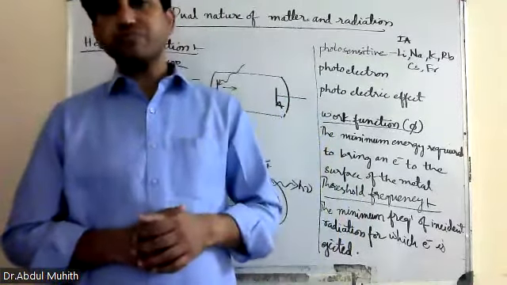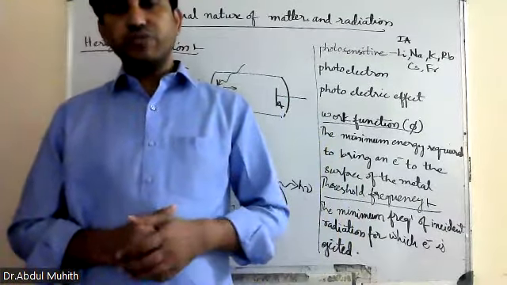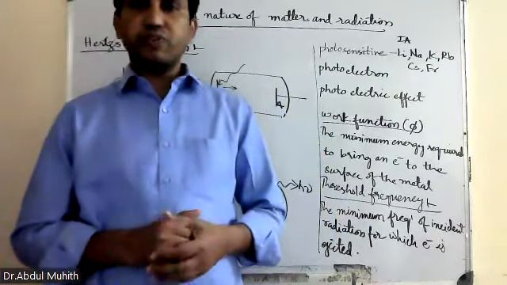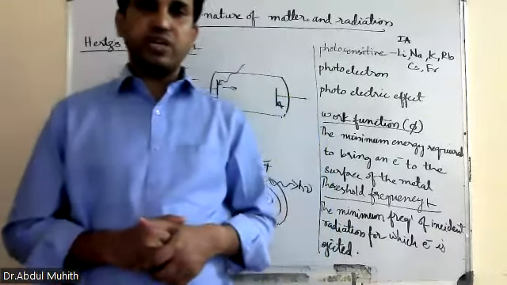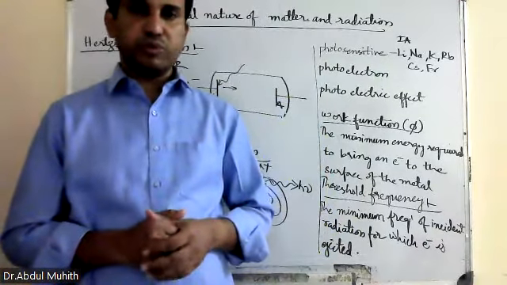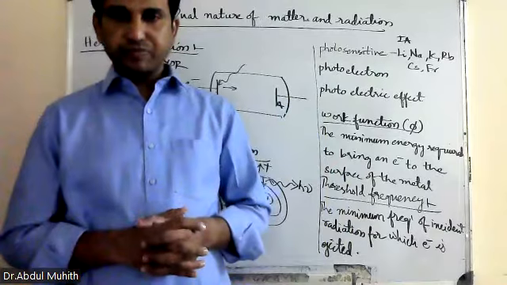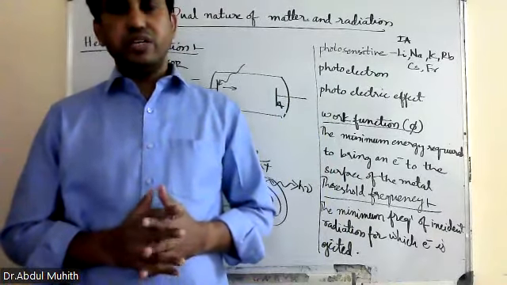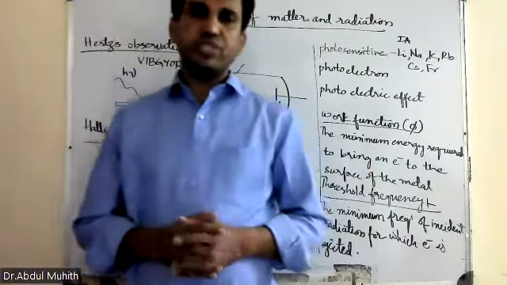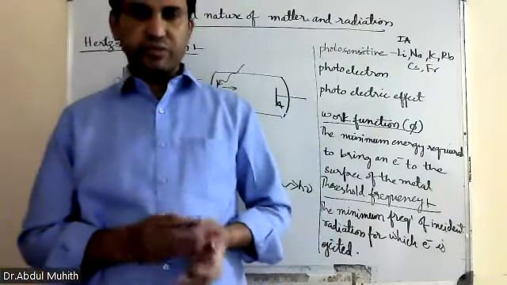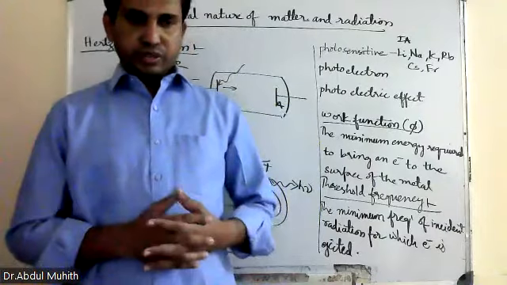Next is the proton, discovered by Rutherford. The charge of the proton is plus 1.602 × 10^-19 coulombs, and the mass of the proton is 1.67 × 10^-27 kg. And the neutron has zero charge, and the mass of the neutron is 1.67 × 10^-27 kg.